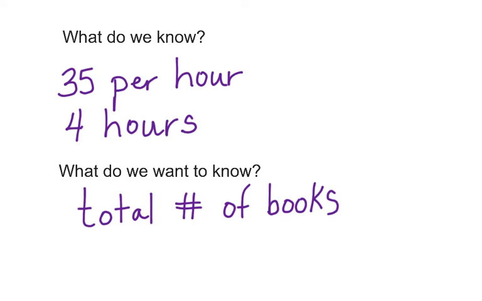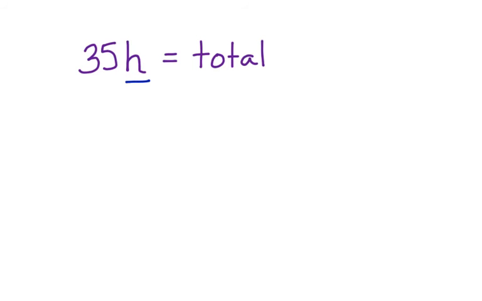Now let's take what we know and what we want to know and let's write an equation. We can say that if we take the number of books Natasha can shelve, in this case it's 35, and multiply that by the number of hours, because she can shelve 35 books per hour, that will give us the total number of books. Now, in this equation right now, we have two variables. We have hours as a variable, and we have the total as a variable.